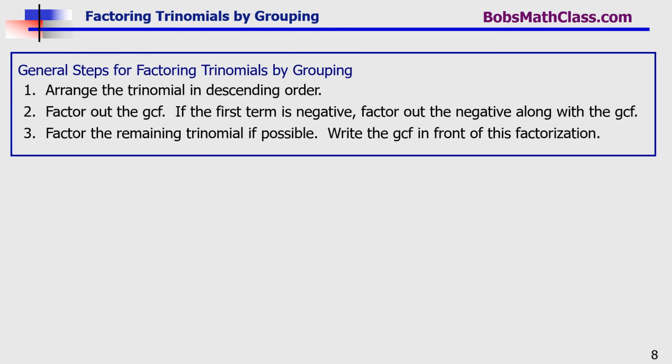All right. Here are our general steps for factoring trinomials by grouping. Number one is a general step for any factoring problem. We have to arrange it in descending order. So here we have to arrange the trinomial in descending order. Step two is to factor out the GCF. If the first term is negative, factor out the negative along with the GCF. So if the first term is negative, then the GCF is negative. And then we're going to factor the trinomial if possible. Don't forget to write the GCF in front of this factorization.